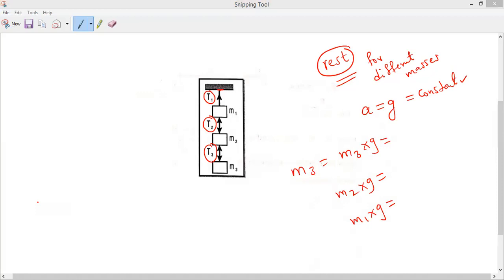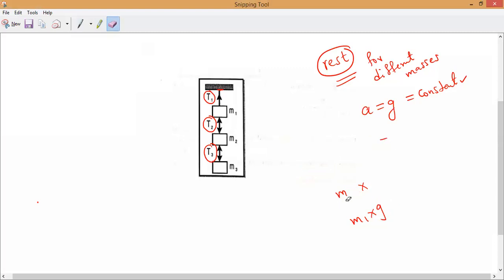M3 is equal to only T3, yes or no? Check it, everybody. M3 is only attached with what? Only T3. So for M3, T3 is equal to M3 into g. Tension T3 is equal to what?